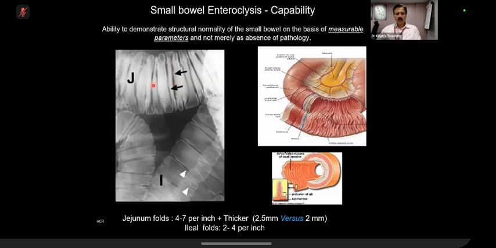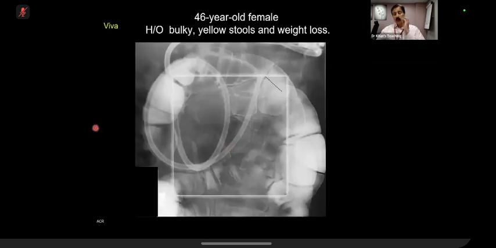So number one, see how many mucosal folds are here. It is written per inch, and there are 4 to 7 per inch. 1, 2, 3, 4. 4 to 7 per inch. But in ileum, these are 2 to 4. Second thing is, look at the thickness of the fold, and you will agree that this is thicker as compared to this one, 2.5 versus 2 millimeter. So this concept is important. Candidate 8, classical exam film.